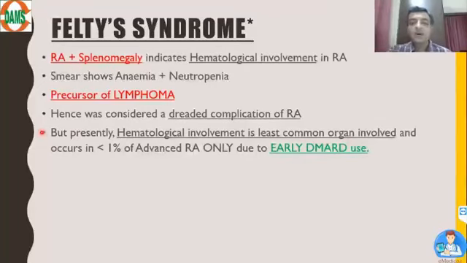Least common organ involved. MCQ point, least common organ involvement in RA is hematological. And what is the incidence? The incidence is now less than 1% of advanced RA only. Previously lymphoma used to be common and used to cause death, but now it has become least common and occurs in less than 1% of advanced RA patients only.